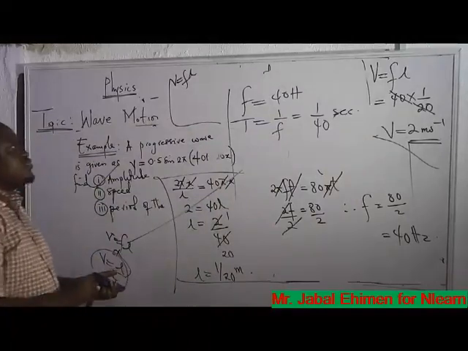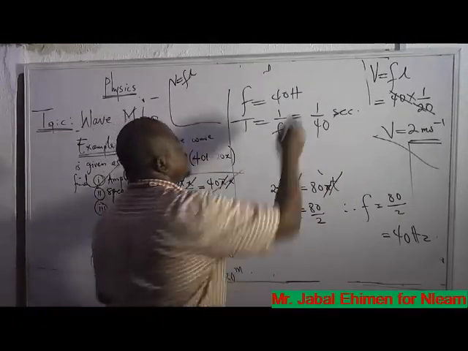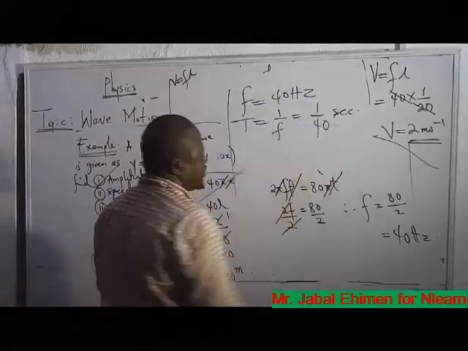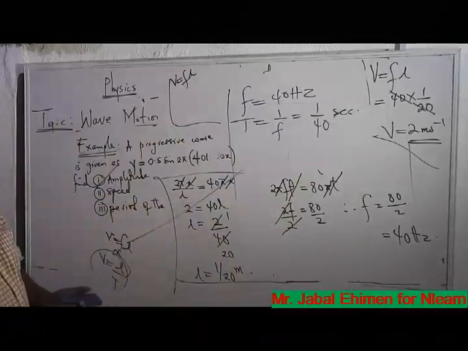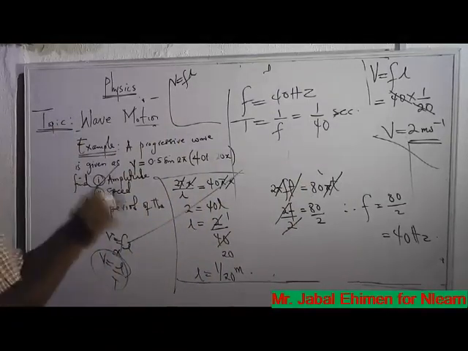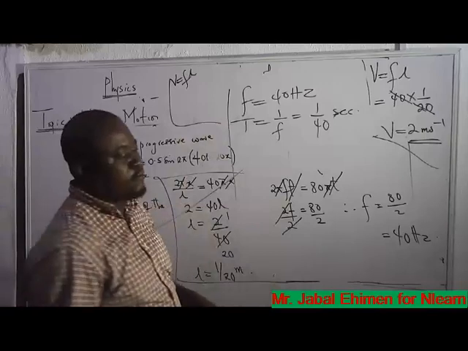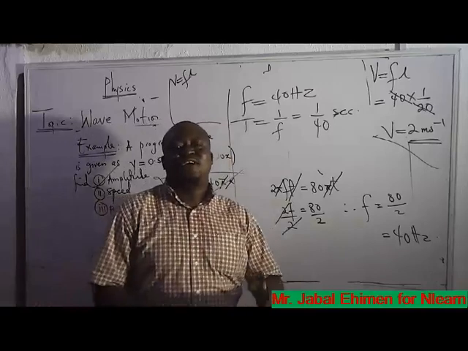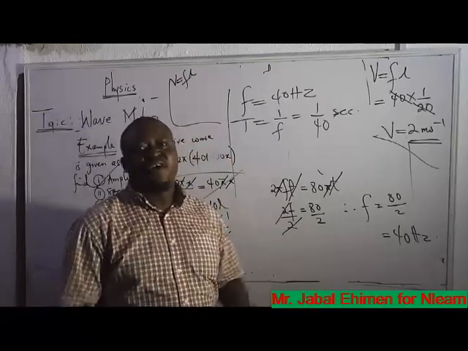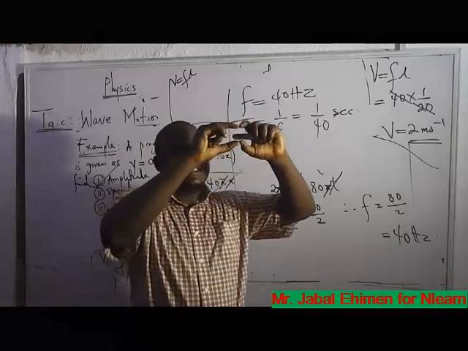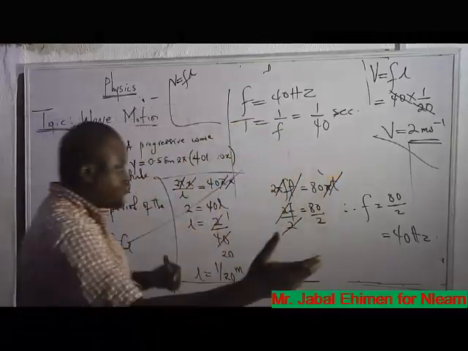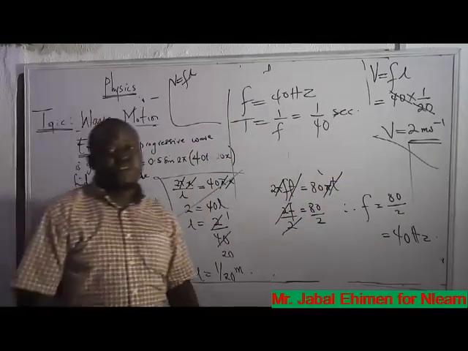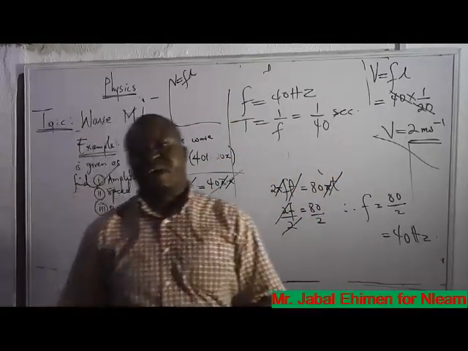So now I know my frequency to be 40 hertz. So my period will be 1 over frequency, which is 1 over 40 seconds. So now you've been able to conclude this area of calculation. Please remember, for the equation of a progressive or traveling wave, all you need is to get the base equation, then extract any other quantity you want using v equals f lambda, or v equals lambda divided by T.